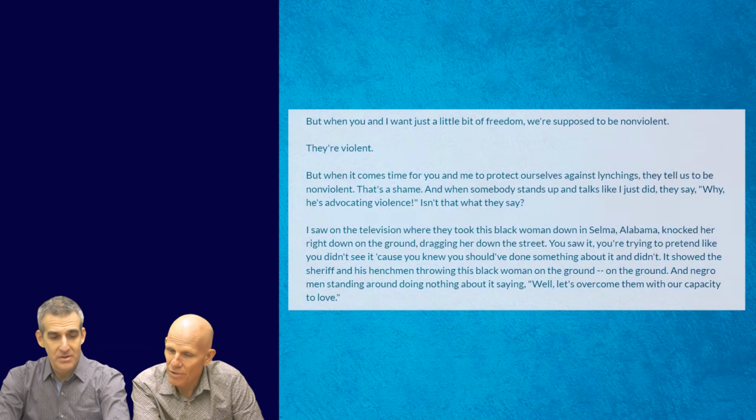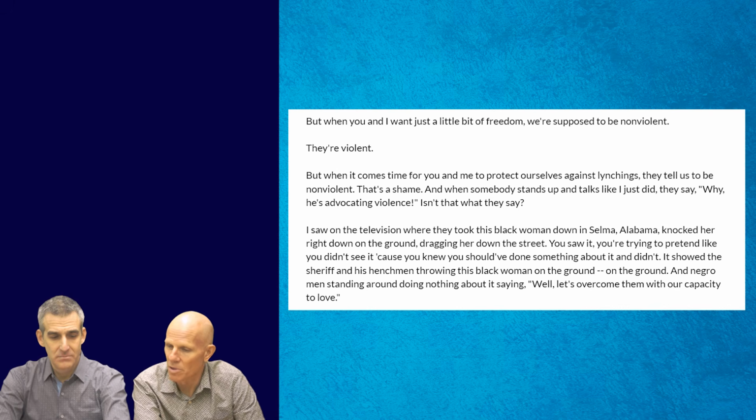But when you and I want just a little bit of freedom, we're supposed to be nonviolent. They're violent. But when it comes time for you and me to protect ourselves against lynchings, they tell us to be nonviolent. That's a shame. And when somebody stands up and talks just like I did, they say, "Why is he advocating violence?" Isn't that what they say?